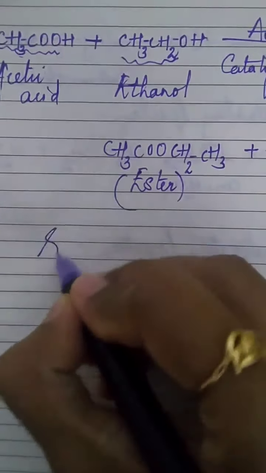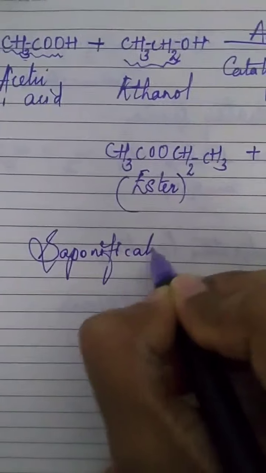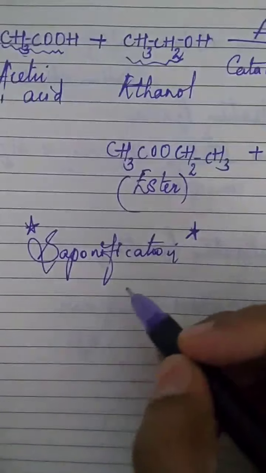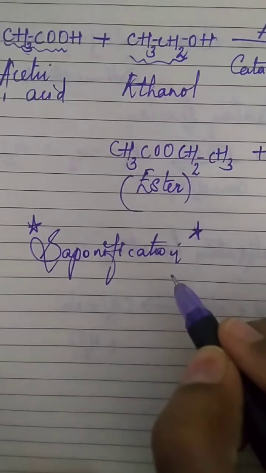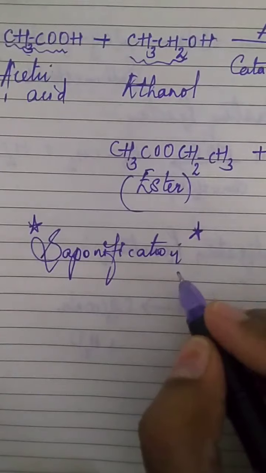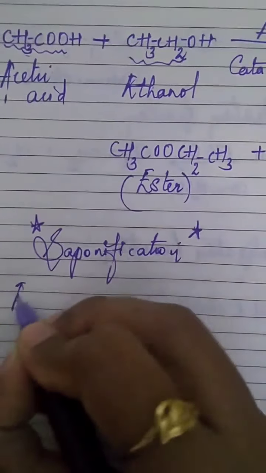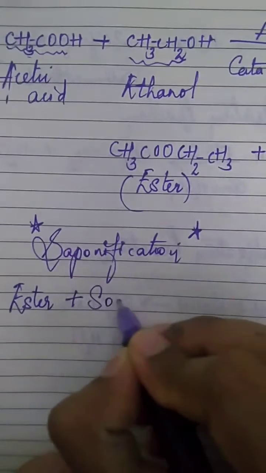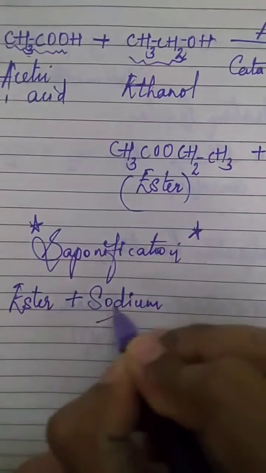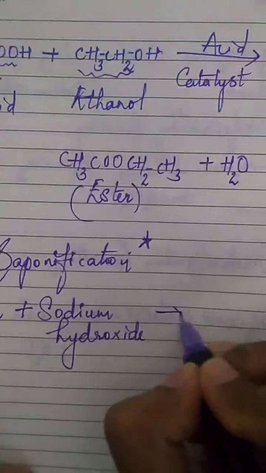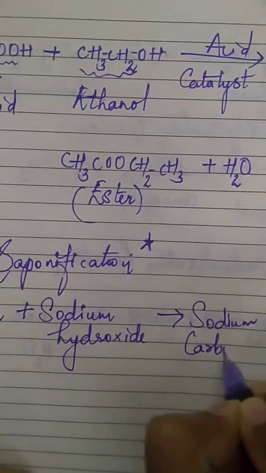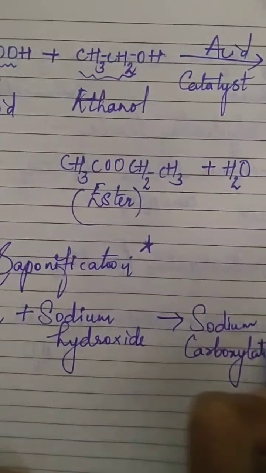saponification. Saponification. Only this part you have to remember for ester. Saponification reaction, okay, which is used for preparation of soap from fats. That is, we use an ester. No need to specify, just generally written. Ester and sodium hydroxide, NaOH. This is the reaction called saponification reaction, where you get sodium carboxylate along with alcohol.